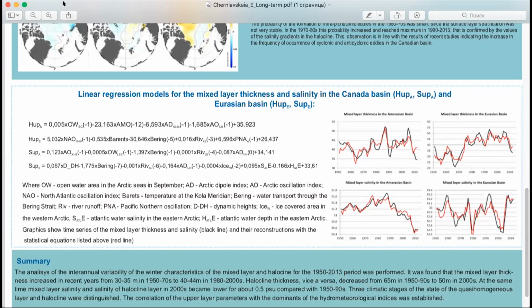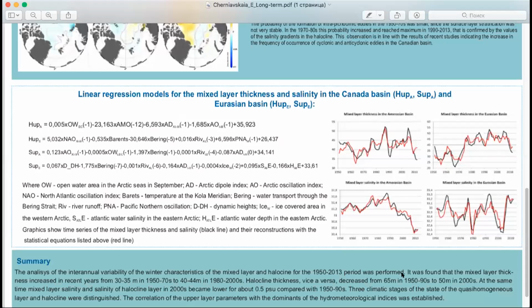I think it is very interesting to look at what happens to the Arctic Ocean under the sea ice, and we see these interesting interannual variabilities in the mixed layer thickness, and it's going down quite a bit in the recent years.